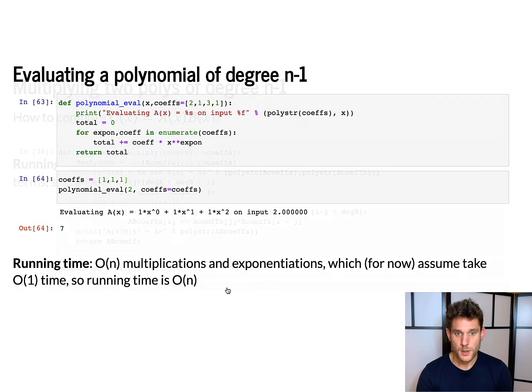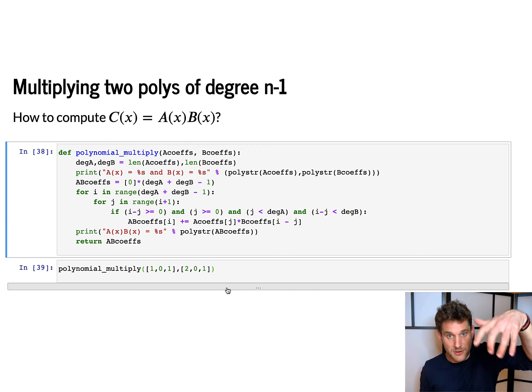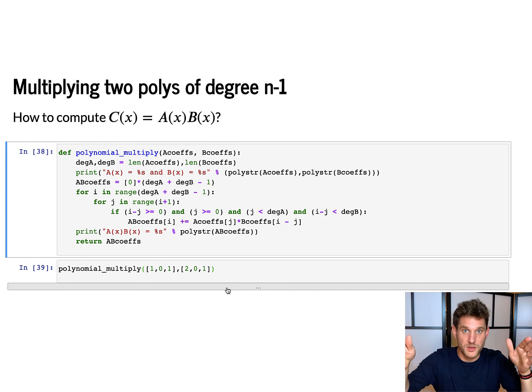Okay, good. What about multiplying two polynomials together? Now, if you think about polynomial multiplication, you have a polynomial with n terms, and you have another polynomial with n terms. You're going to get a new polynomial that has degree, if you have an n minus 1 degree polynomial and an n minus 1 degree polynomial, you're going to get a polynomial with degree 2n minus 2.